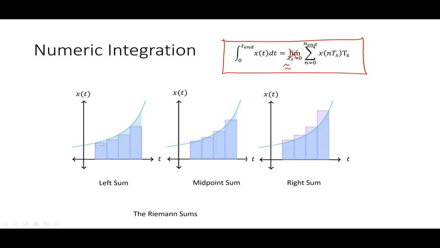All right, so if you think about it though, if I take the actual true integral and I let t sub s equal 0, this area that's missed in the left sum is going to go to 0, and this extra area in the right sum is going to go to 0.